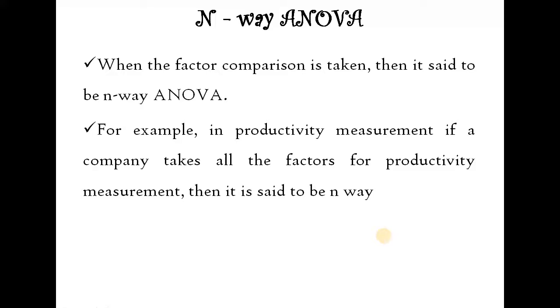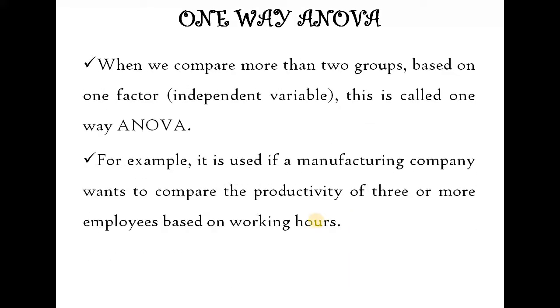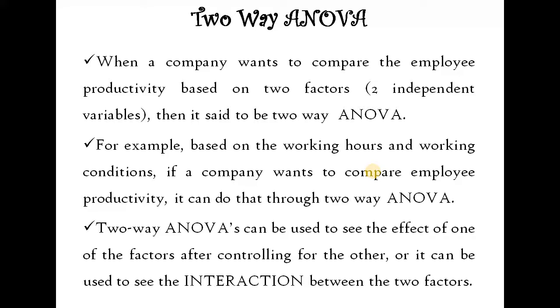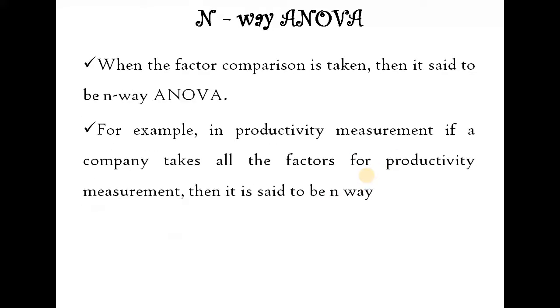N-way ANOVA. When many factors are compared, it is said to be an n-way ANOVA. For example, in a productivity measurement, if a company takes all the factors for productivity measurement, then it is an n-way ANOVA. Initially, one-way ANOVA had only working hours. The two-way ANOVA had working hours and working conditions. In the n-way ANOVA, a number of input factors are involved.